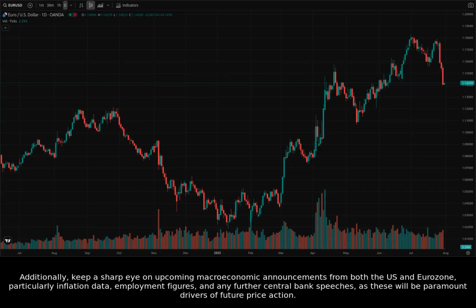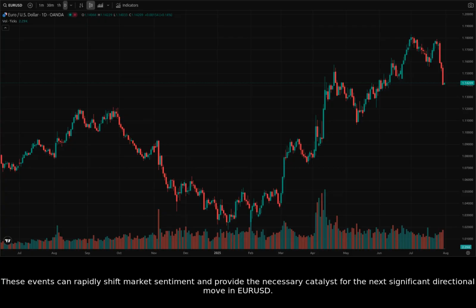Additionally, keep a sharp eye on upcoming macroeconomic announcements from both the US and Eurozone, particularly inflation data, employment figures, and any further central bank speeches, as these will be paramount drivers of future price action. These events can rapidly shift market sentiment and provide the necessary catalyst for the next significant directional move in EURUSD.